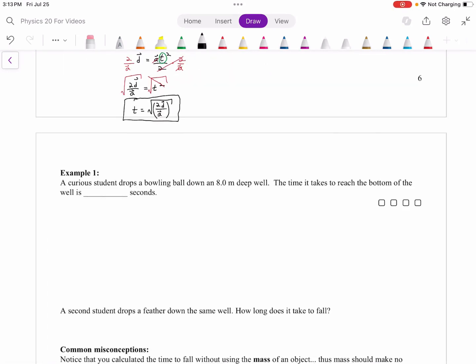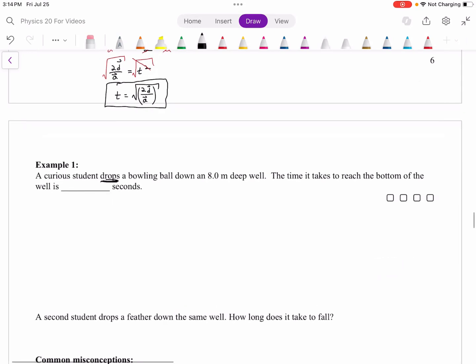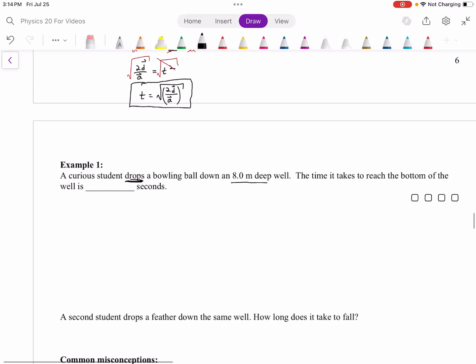All right. So a curious student drops. That's very important because right away we know a few things. We know its initial velocity is 0, and we know its acceleration is 9.81 meters per second squared downward. But let's keep reading here. Drops a bowling ball down an 8-meter deep well. The time it takes to reach the bottom of the well is blank seconds.